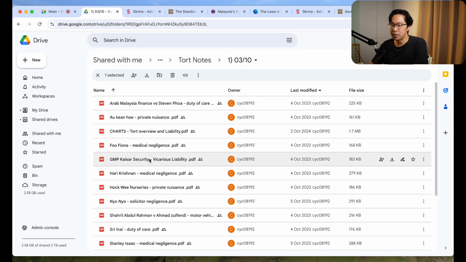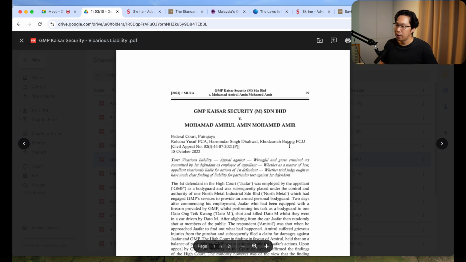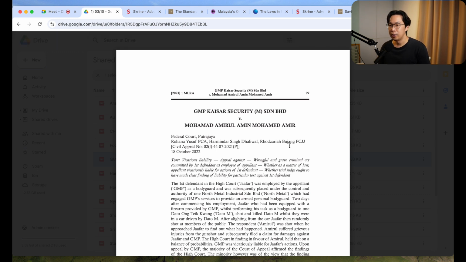Now, the next one is vicarious liability. Vicarious liability is this: the boss of the person. I want you to make sure you don't confuse. If today you cross the road, you got knocked down by a Rapid KL bus, you sue the bus driver for tort of negligence. You can also sue Rapid KL, being the employer of the bus driver, for vicarious liability because he didn't make sure he gave proper training to the bus driver.